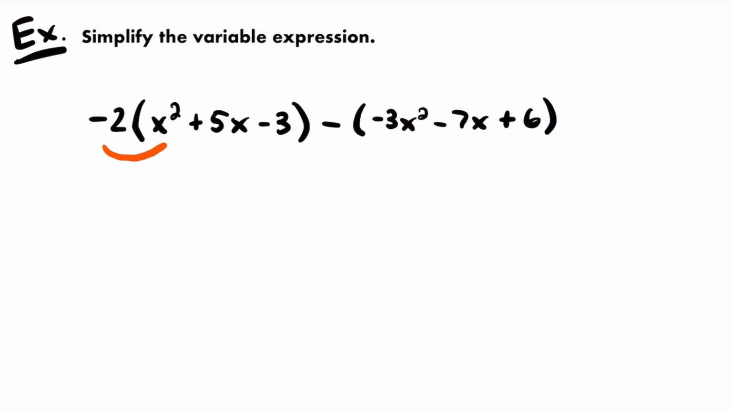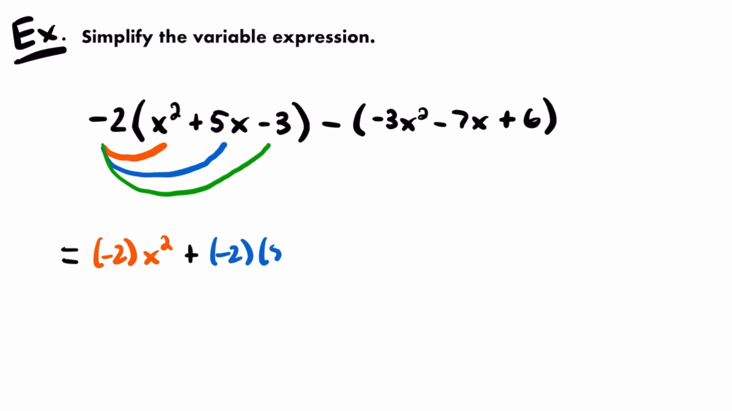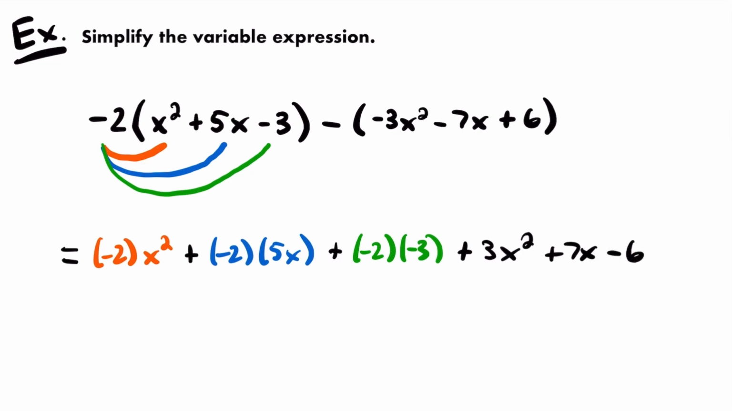We're going to multiply negative 2 by x squared, then negative 2 by 5x, and negative 2 by negative 3. All right, so this will be equal to negative 2 times x squared plus negative 2 times 5x plus negative 2 times negative 3. And now let's distribute that negative through this quantity. We're just going to change the sign of each term. So negative 3x squared will become positive 3x squared. Negative 7x will become positive 7x. And positive 6 will become negative 6.